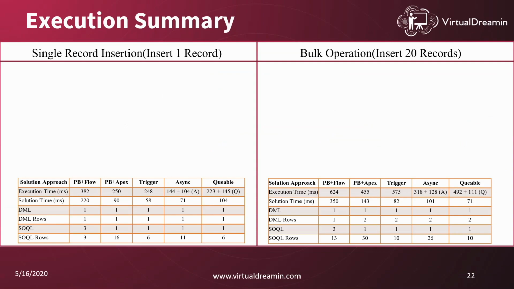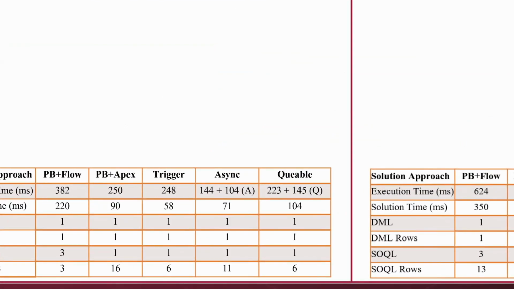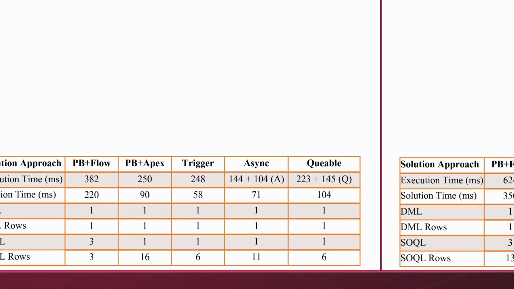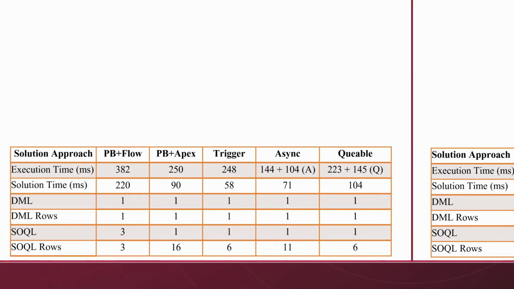Now, let us see the execution summary of each of these operations. Here also I have captured the metrics for a single record insert and also for a bulk record insert. For single record insert, you can see that a PB plus flow solution is consuming around 382 milliseconds. PB plus Apex 250, trigger 248.